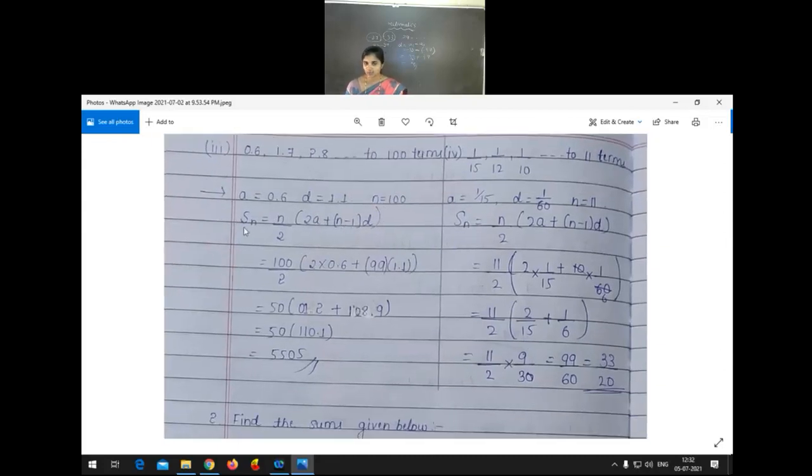Then Sn is equal to n divided by 2, into 2a plus n minus 1 into d. Then 100 divided by 2. So you can simplify this one. No need to explain, I think. Very easy. I just want to know whether it is a right or wrong answer. I need the response from your side. Fatafat, 5,505. Everybody got the same answer or a different answer?